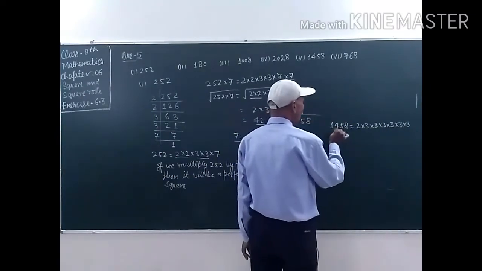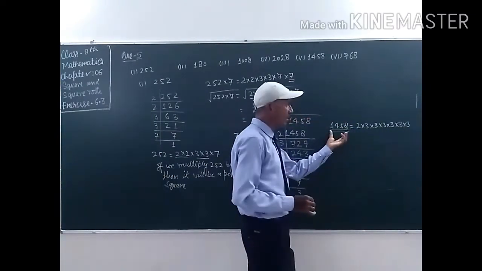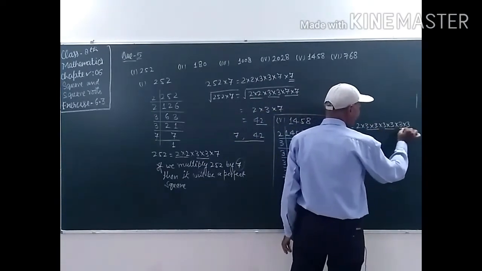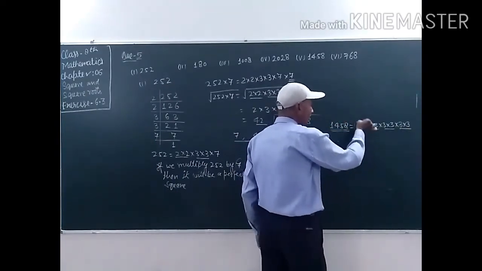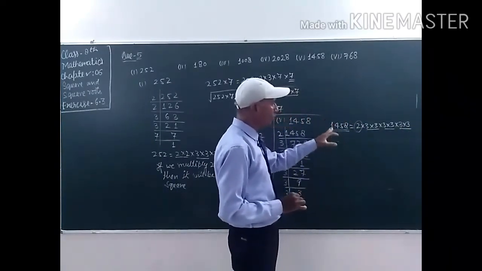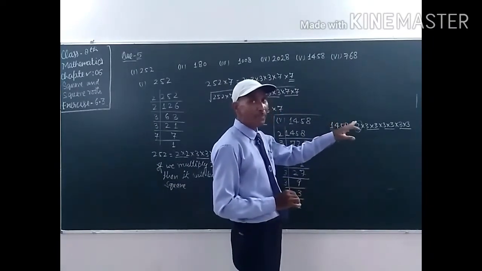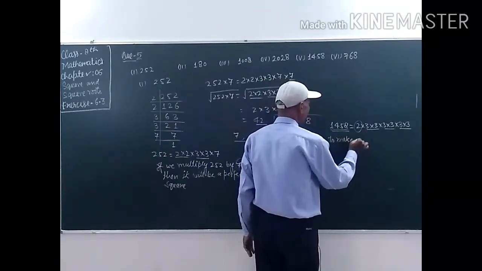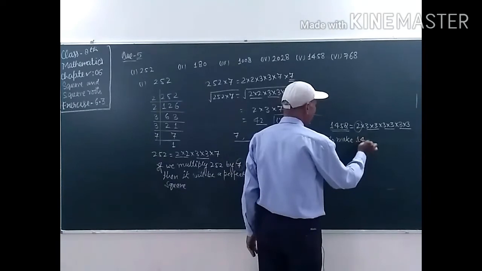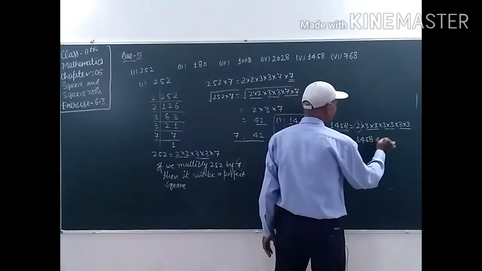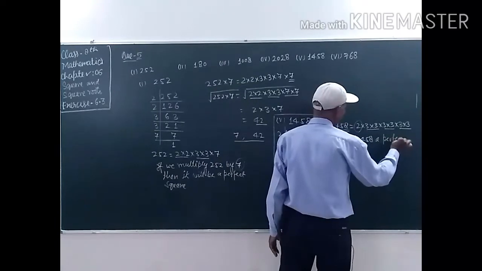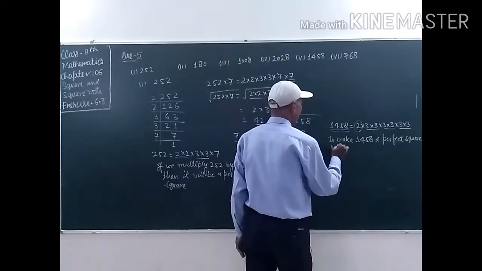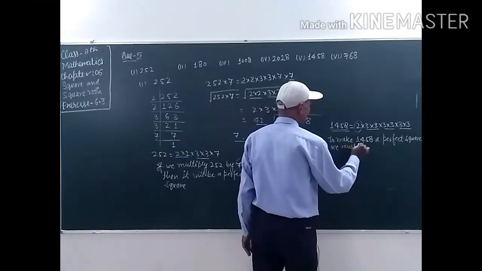Clear, student? Now, this number is not a perfect square number, student, and from these, the numbers are in pairs but 2 is not in pair, student. So we have to multiply this number by 2 to make it a perfect square. To make 1458 a perfect square, we must multiply it by 2.